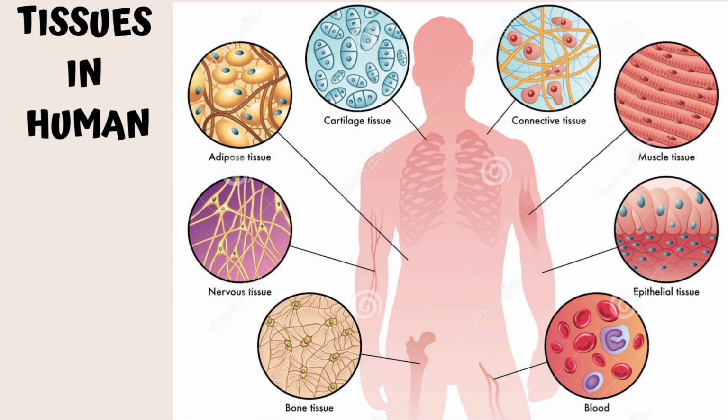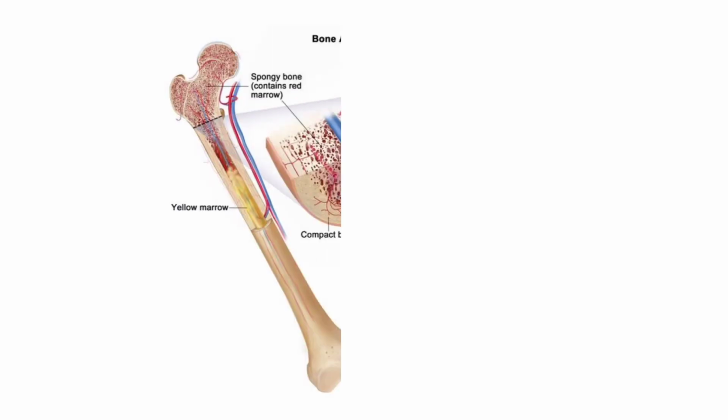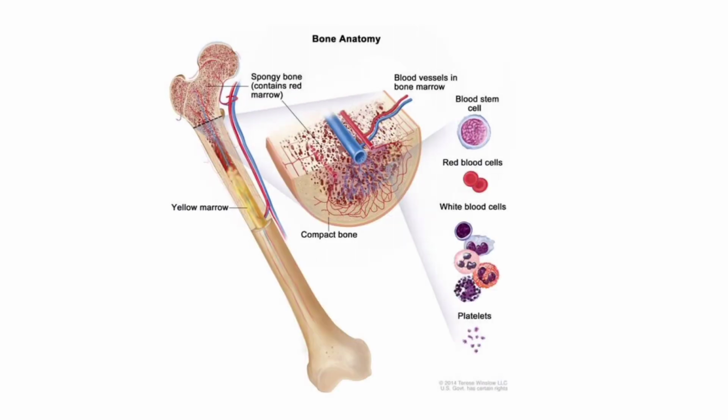It's made up of cells. What are the cells found in blood? That's what you're going to see now. You have your hemoglobin, which gives the blood its red color. Then you have your WBC, the white blood cells. You have the platelets. You have the plasma, which is the fluid portion of the blood.